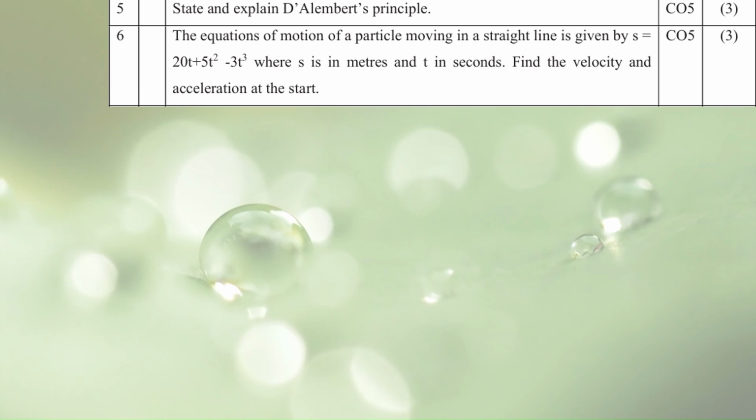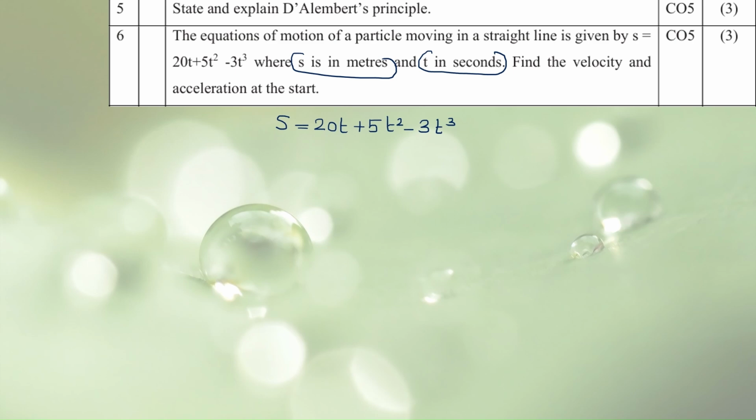Next question. The equation of motion of a particle moving in a straight line is given by S is equal to 20t plus 5t square minus 3t cube, where S is in meters and t is in seconds. Find the velocity and acceleration at the start.